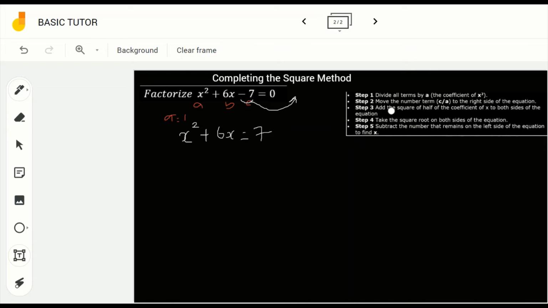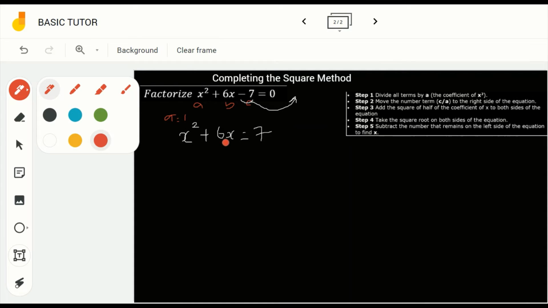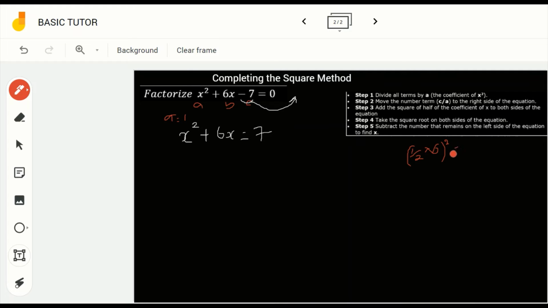The next step is to add the square of half of the coefficient of x to both sides of the equation. So what I do now is find the square of half of the x coefficient, which is plus 6, so it's half times 6, all squared. Half times 6 is 3, so that gives us 3 squared. So the square of half the coefficient of x is 3 squared, which gives us 9.